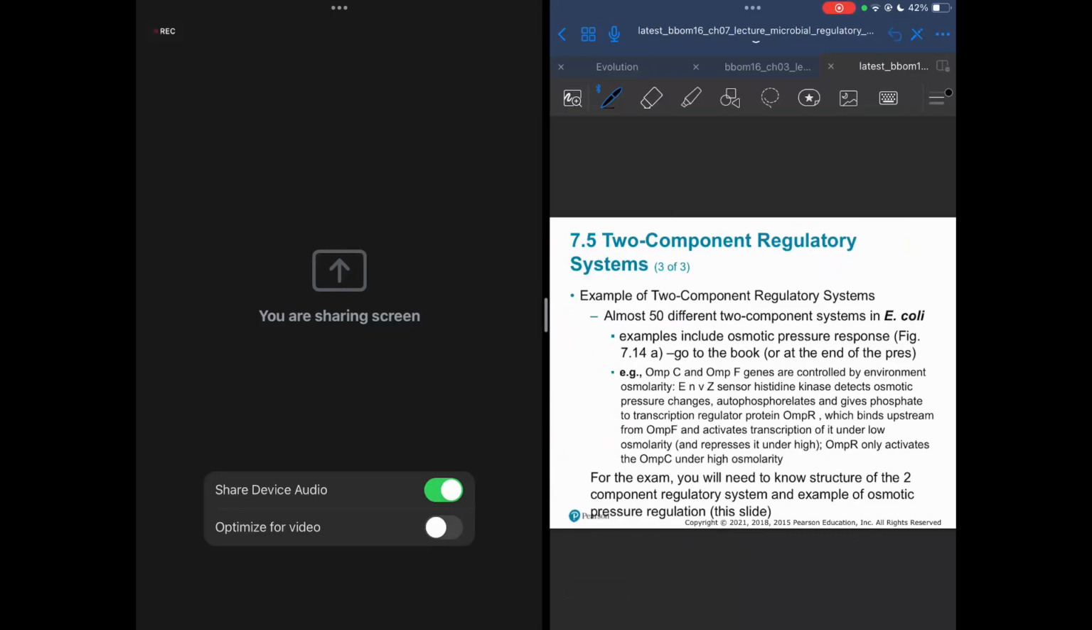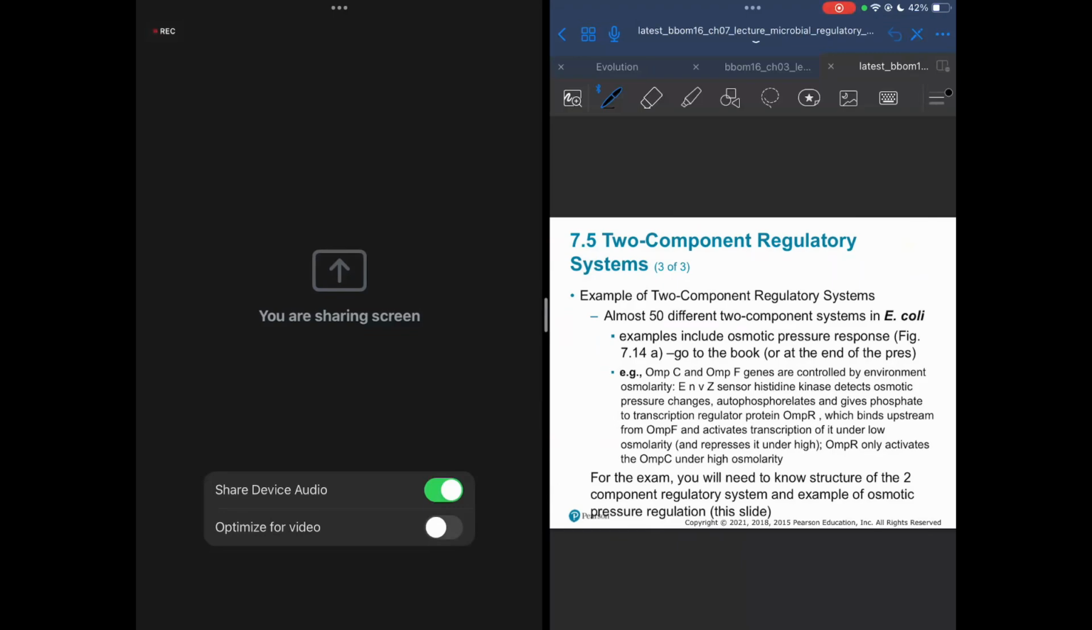7.5, two-component regulatory systems. Examples of two-component regulatory systems. There are almost 50 different two-component systems in E. coli. Examples include osmotic pressure response. You can go to the book or the presentation, I believe there's a picture. And then here's a list of examples.